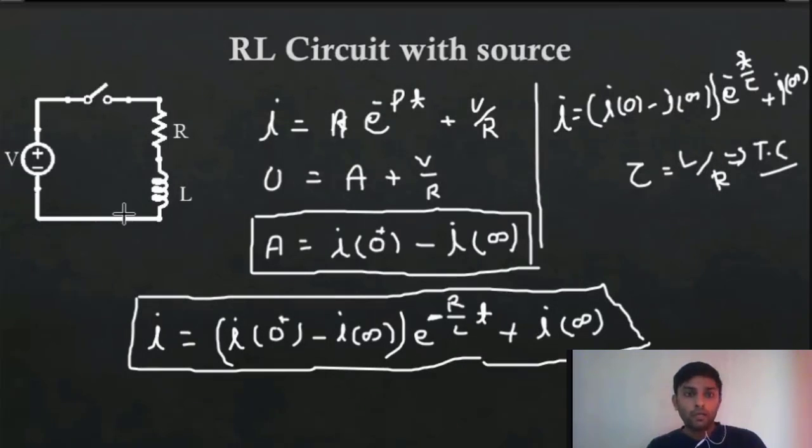So to get the current of any circuit, what things do you require? You require only I at 0, I at infinity, and this time constant. If you have these three values, you can easily find the current at any time using this equation. You don't need to do all that calculation. You just need to remember this equation.